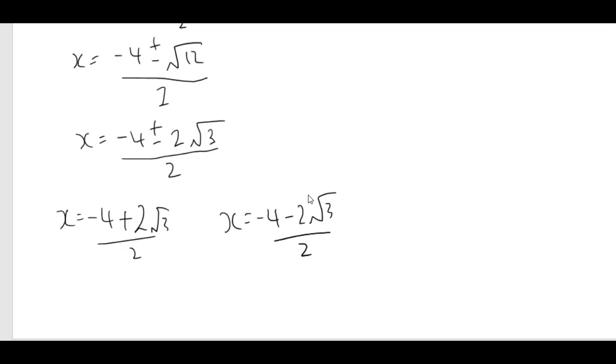And then I can divide everything through by 2. So -4 over 2 becomes -2. Those two cancel out. And then on this side, we've got -2 minus √3. Okay, so there's your two solutions.